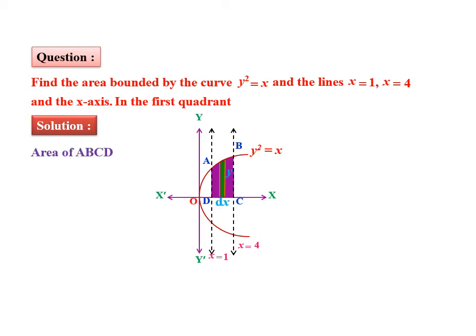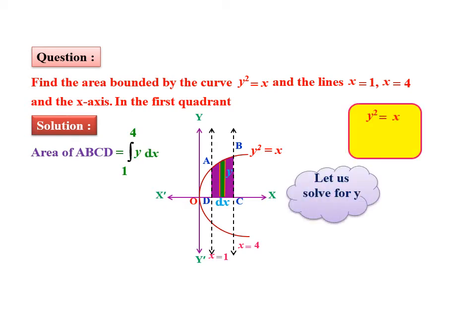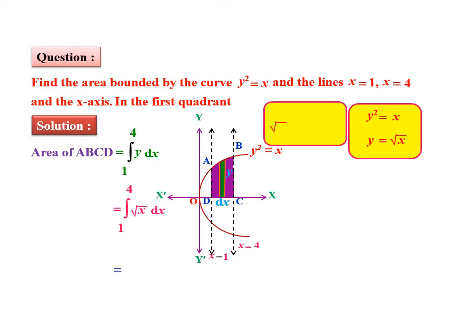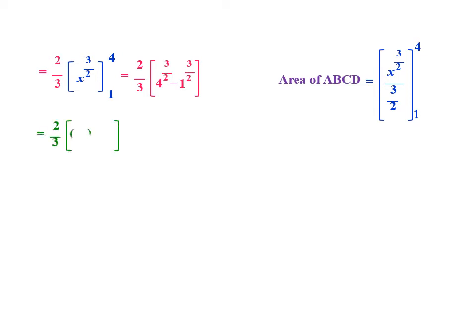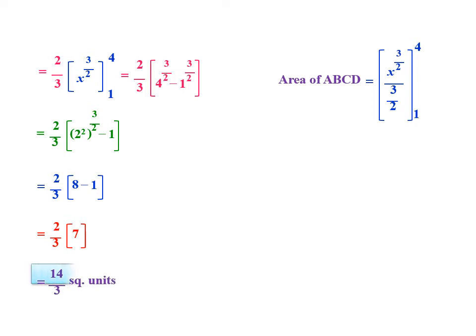within the limits x is 1 to 4. So area ABCD is equal to integral 1 to 4 y dx. Y value is root x dx. So x raised to 3 by 2 divided by 3 by 2. So on simplifying we get 2 by 3 x raised to 3 by 2. 2 by 3 into 4 raised to 3 by 2 minus 1 raised to 3 by 2. On simplifying we get 2 by 3 into 8 minus 1, which is equal to 7. So it will be 14 upon 3 square units.